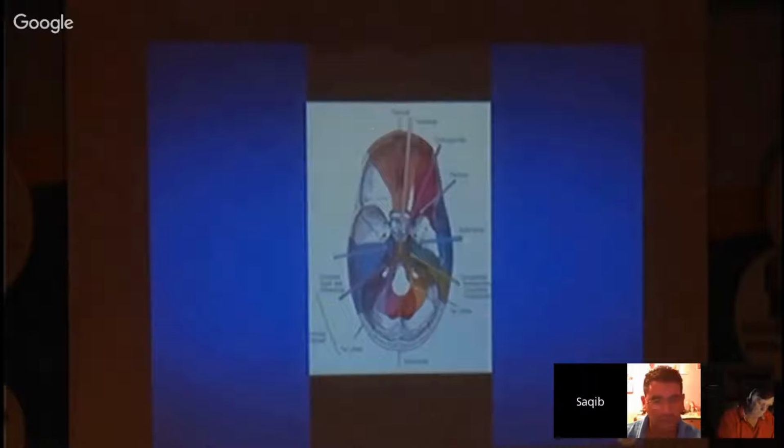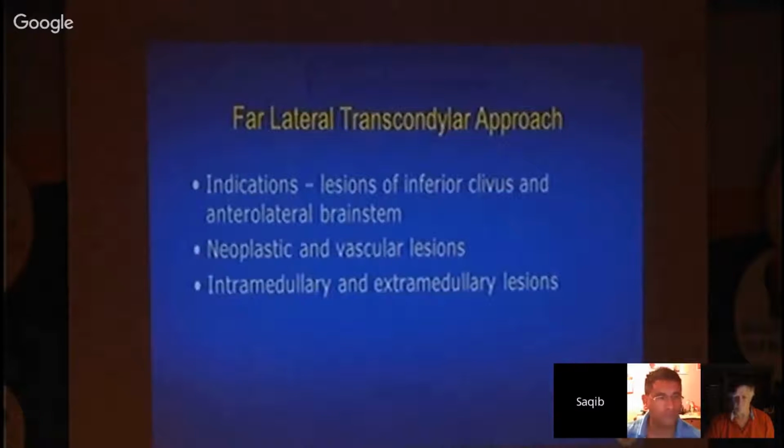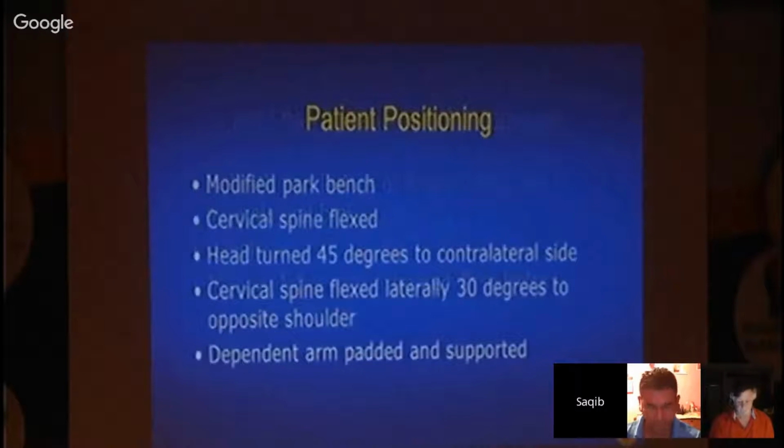This is a nice summary slide out of the Spetzler, Sonntag and Bambakidis book about approaches to the foramen magnum. You can see from this that you can approach the entire foramen magnum through a variety of approaches, many of which we've already talked about here. The indications for a transcondylar approach are lesions on the inferior portion of the clivus and anterolateral brainstem. A variety of pathologies can be addressed this way, including neoplastic and vascular lesions. You can also approach intramedullary and extramedullary lesions of the spine.